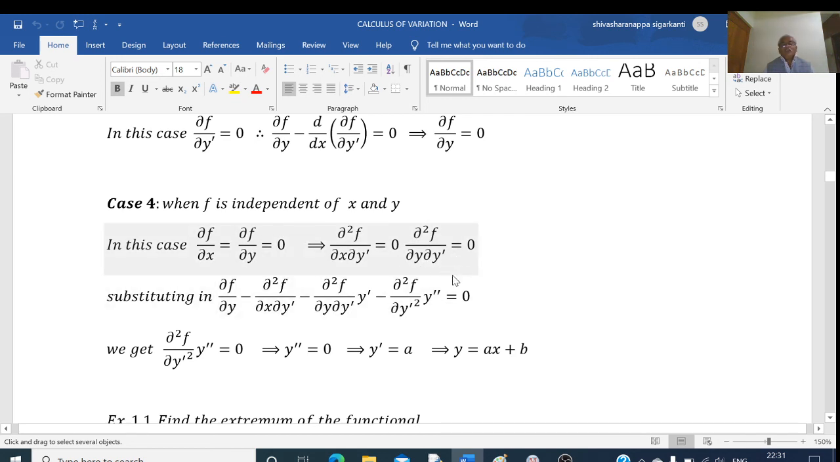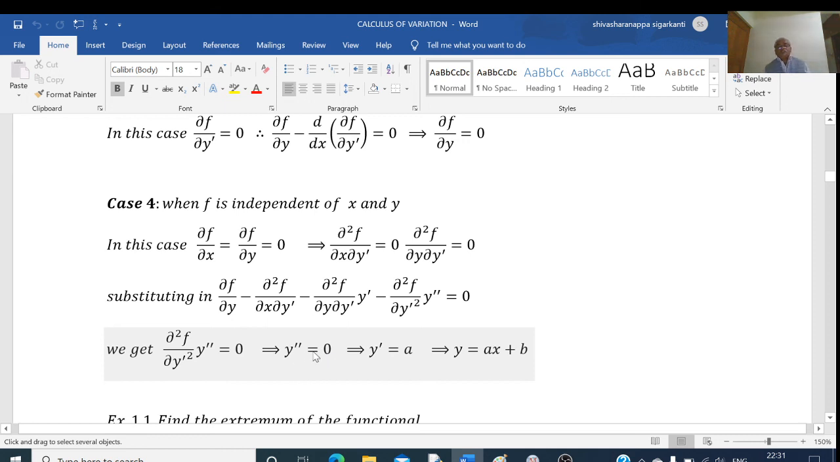Now this is the equation we have got in the other forms of Euler's equation in case B. Substituting here, this quantity is 0, this quantity is also equal to 0, and this quantity is also equal to 0. So therefore we are getting ∂²f/∂y'² into y'' equal to 0. Now if ∂²f/∂y'² is not equal to 0, then we are getting y'' = 0. We are getting this equation.